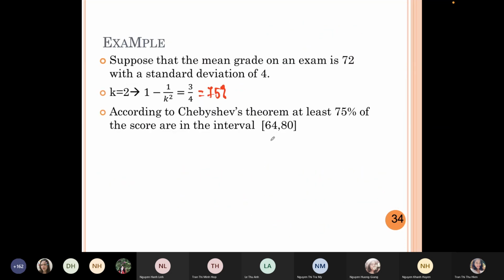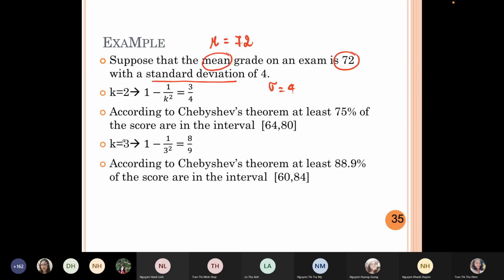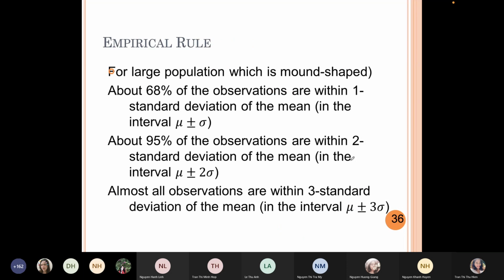Và như các bạn thấy là cái case này khi mà k càng lớn thì cái tỷ lệ phần trăm dữ liệu của nó sẽ như nào? K equal 5, vừa nãy các bạn vừa tính là 96%, đúng không? Nằm trong khoảng 72 trừ đi 20 là 52 đến 92 đúng không? Thì cái giá trị k này càng lớn thì cái tỷ lệ phần trăm dữ liệu nó càng như nào? Càng cao, càng lớn. Thấy không? Được chưa ạ?